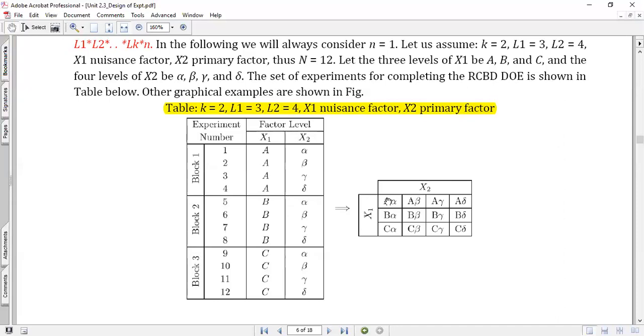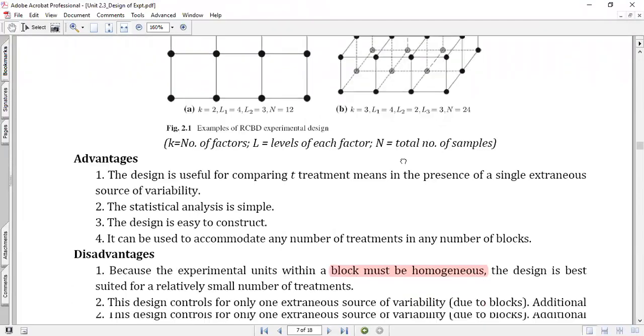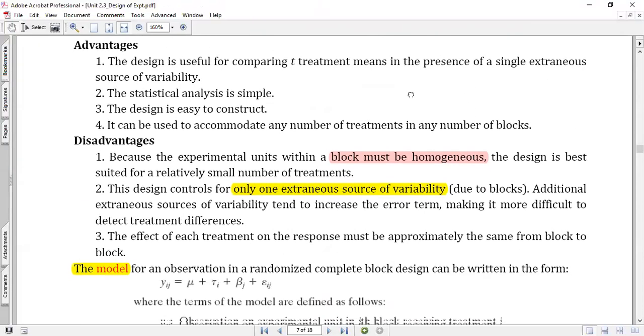And if you look at the values here, first experiment is A alpha, second experiment A beta, third experiment A gamma, A delta. That means A represents x1, alpha represents x2. So the first term represents the nuisance factor, the second term refers to the primary factor. Likewise it goes on. So there are 12 experiments, 12 blocks. Each block will have its own response variable, one outcome for each. This is how we write the experimental design. So it goes on to the third dimension when you take more and more variables, nuisance factors.